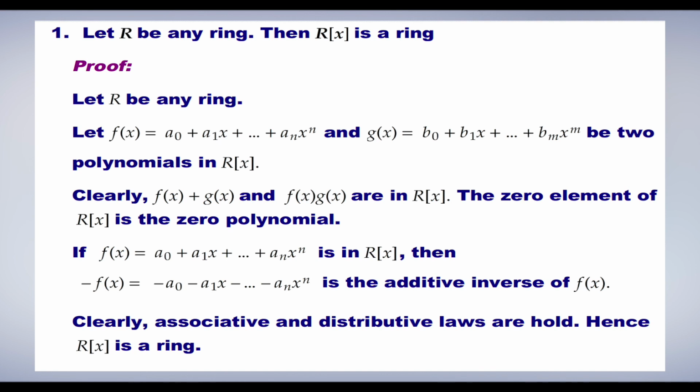The zero element of R[x] is the zero polynomial. If f(x) = a0 + a1x + ... + an x^n is in R[x], then -f(x) = -a0 - a1x - ... - an x^n is the additive inverse of f(x). Clearly, associative and distributive laws hold. Hence, R[x] is a ring.